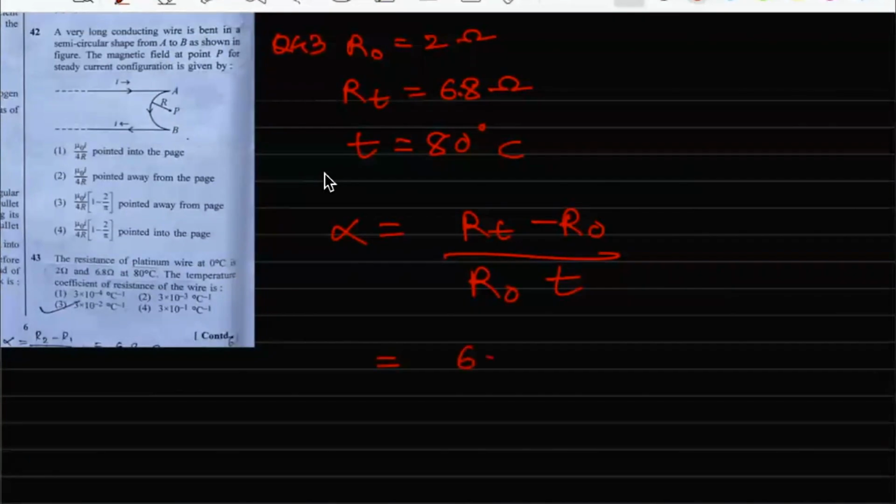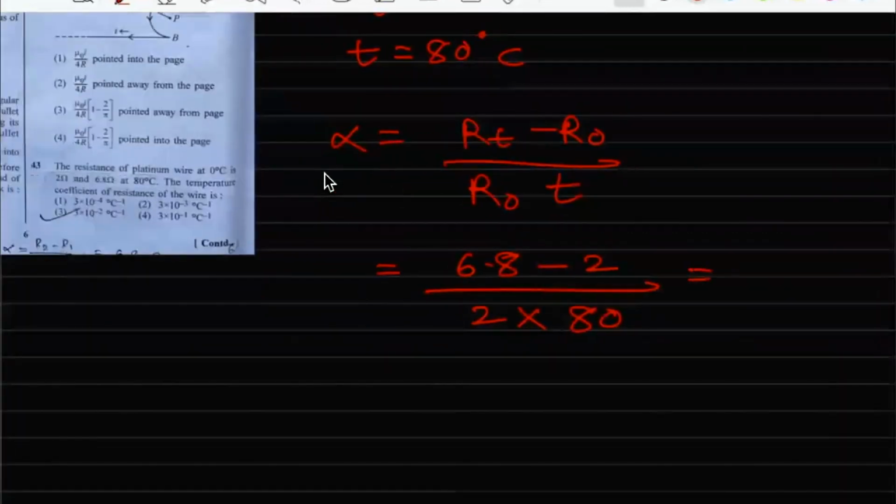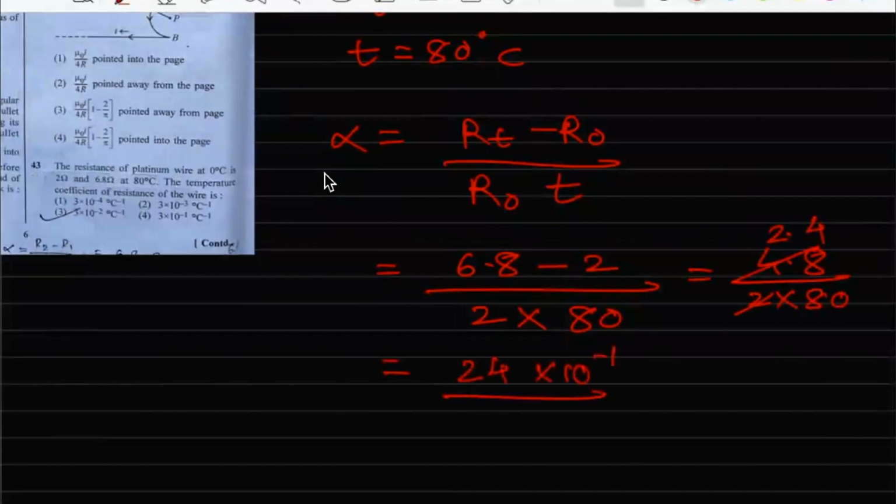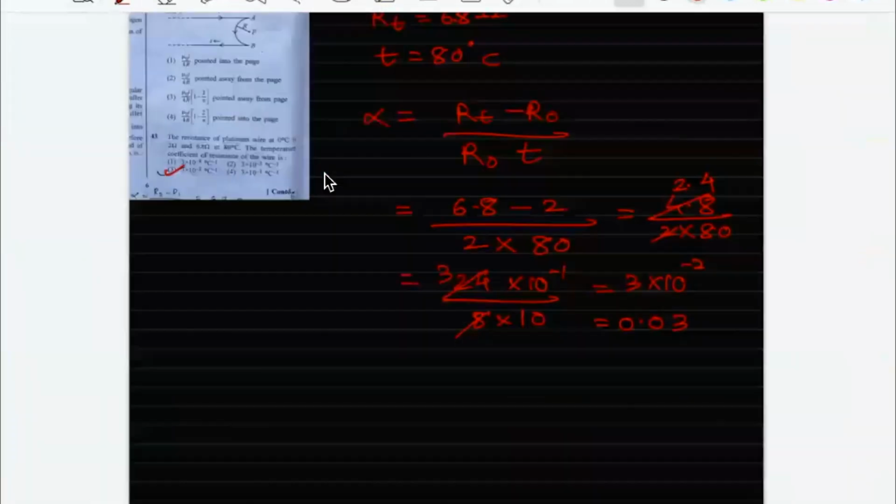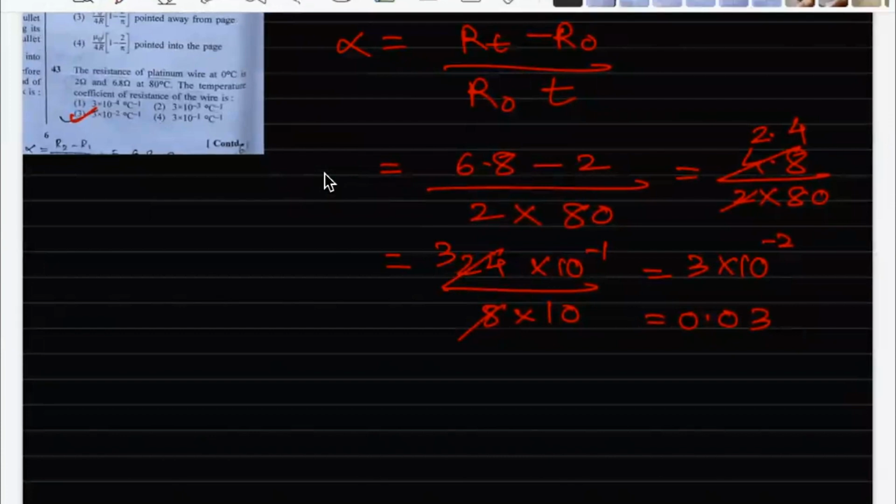So what is the RT value? 6.8 minus 2 upon 2 into T. 80 minus 0 is 80. So that's it. This is quite simple. 6.8 minus 2 is 4.8, and 2 into 80. So 2.4, let's say 24, 10 raised to minus 1 into 8 to 10. 3 and 10 raised to minus 1 minus 1 minus 2, so 0.03 or 3 into 10 raised to minus 2. So again, this is a very easy question for you. Okay, last page now.